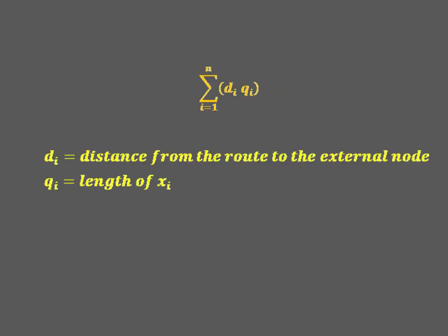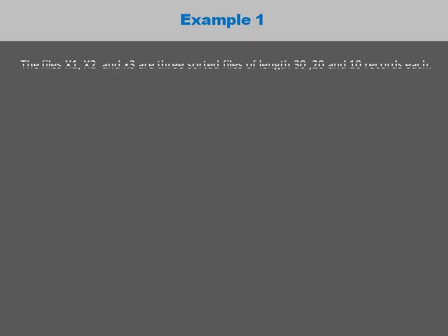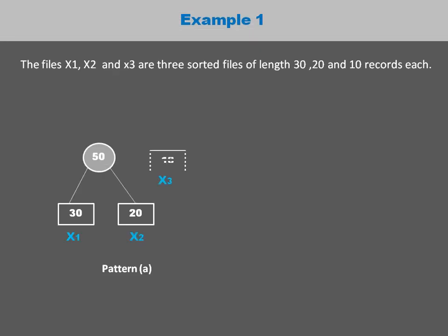So either we can use this formula or the simpler method. The total number of record moves required for this pattern will be calculated like this. Whatever values are given in the internal nodes, here it is 60 and here it is 50. So 60 plus 50 will be 110. So 110 total record moves will be required for this pattern.